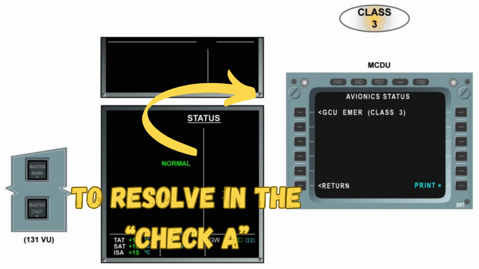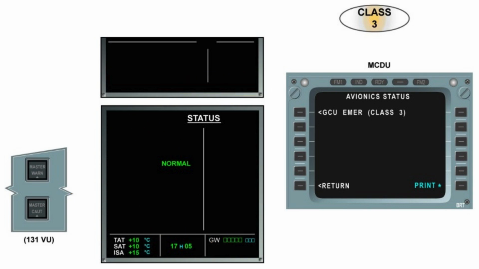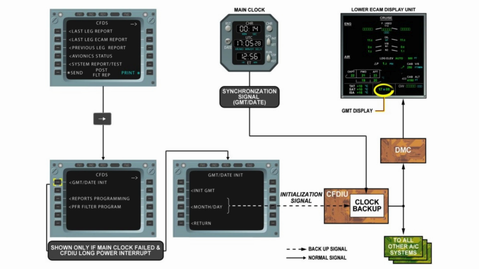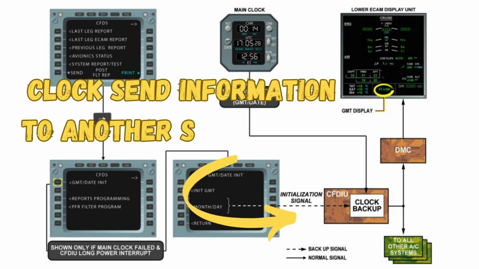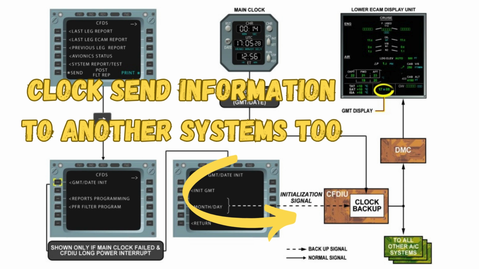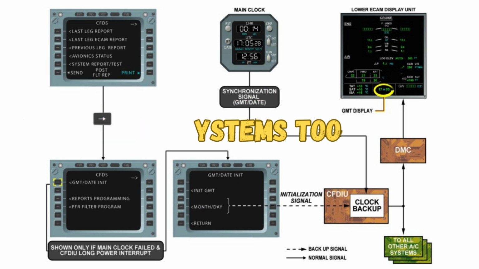These failures may be corrected during programmed maintenance operations. The GMT date initial function is available only in case of clock failure and CFDIU power interrupt. In normal operation, the CFDIU receives the time from the clock and shows the time on the ECAM system display. Reinitialization of the time and the date will be only necessary after a power cutoff. It shall be carried out on MCDU through the GMT date initial function entered by using the scratchpad.